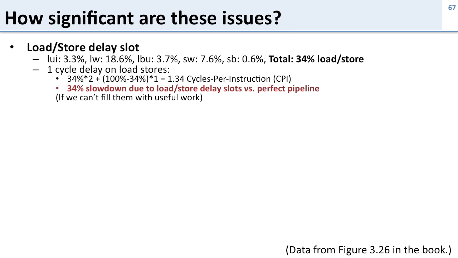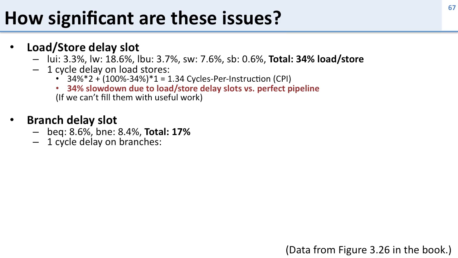Now of course this assumes we can't fill them with useful work. If we can fill some of these with useful work, then they're going to be less of a performance problem. Let's take a look at the branch delay slot. Again, we can look at the frequency of branches. So we see that 17% of the instructions are branches. You can do the same calculation where we have a 1-cycle delay on branches.